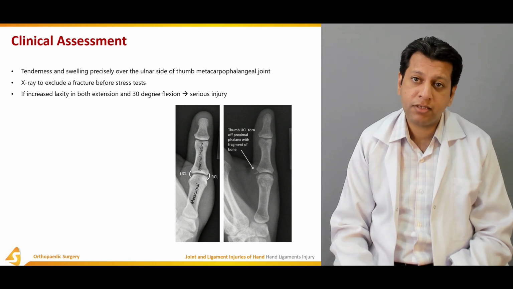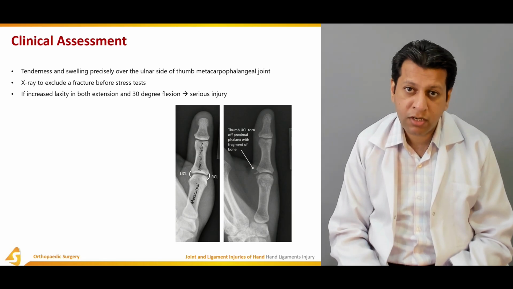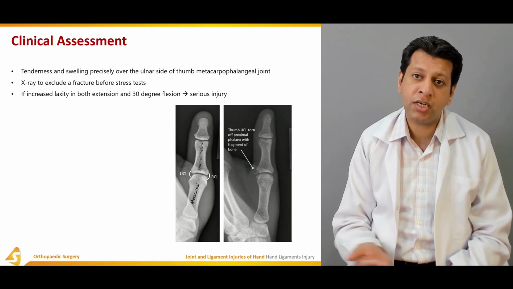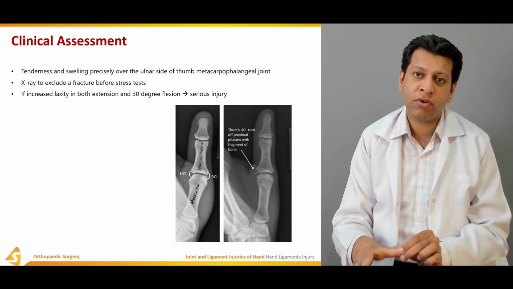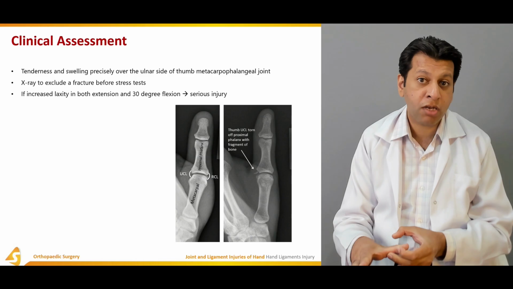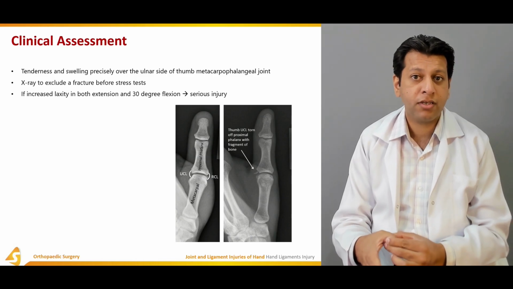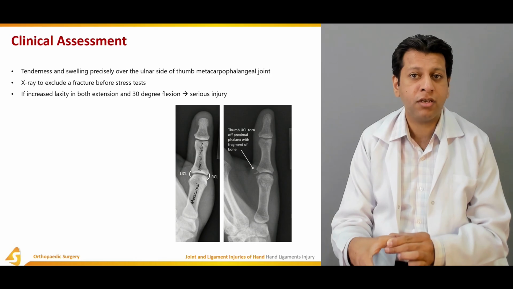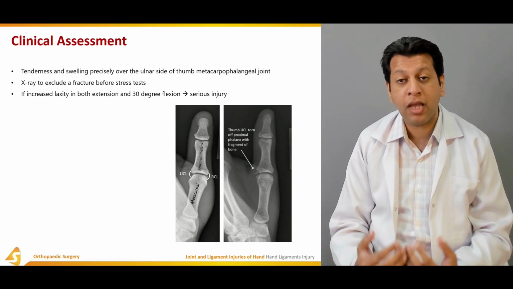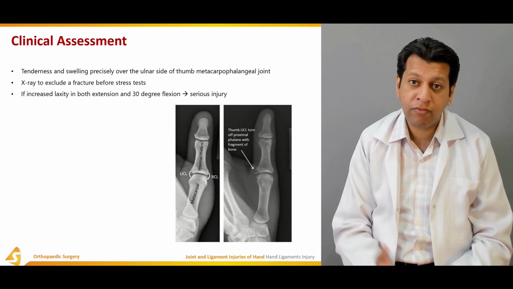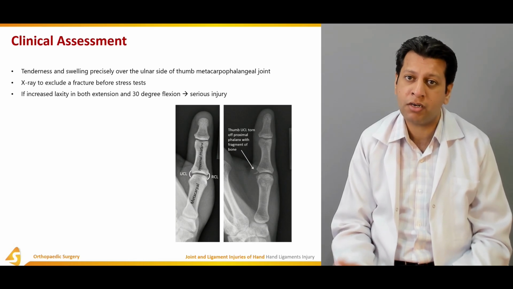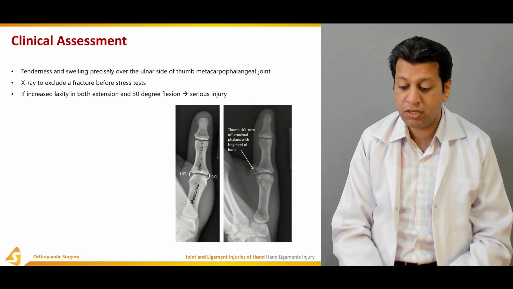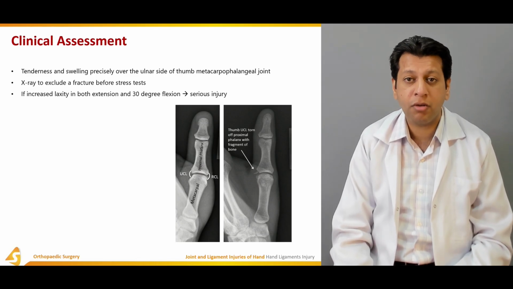If with flexion there is increased laxity, but in extension there is less laxity, that means some fibers are still intact, because the ulnar collateral ligament fibers are attached to the palmar plate. When in extension we try to sublux the joint and it does not sublux, this means those fibers attached to the palmar plate are intact. When in flexion we try to sublux the joint, this results in increased movement of the joint. But if it happens in both extension and flexion, this means all the fibers attached to the palmar plate, which provide stability to the joint, are ruptured. This is a more serious injury and will require repair.